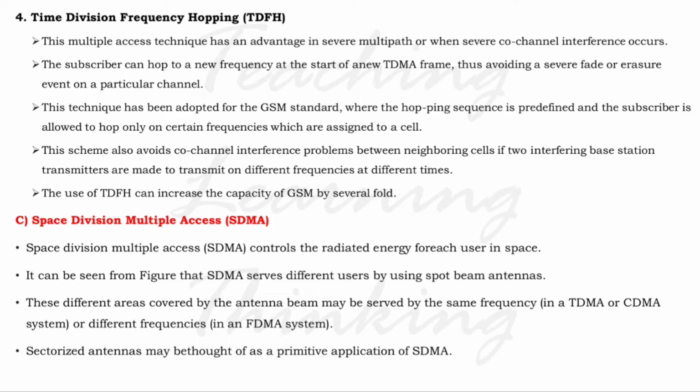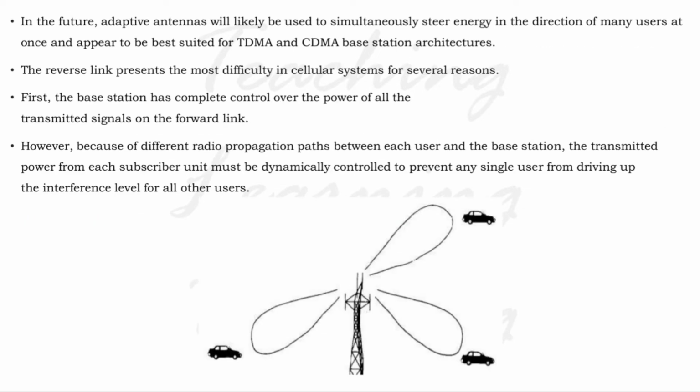Sectorized antennas may be thought of as a primitive application of SDMA. So a sectorized antenna is an example of the application of SDMA. And in the future, adaptive antennas will likely be used to simultaneously steer energy in the direction of many users at once, and appear to be best suited for TDMA and CDMA base station architecture.